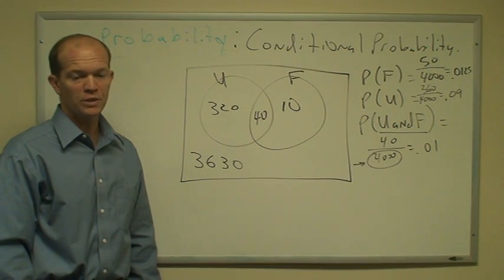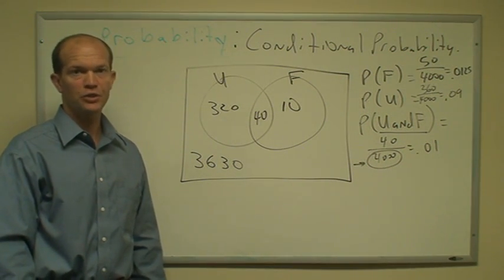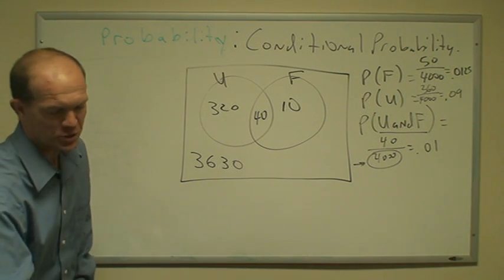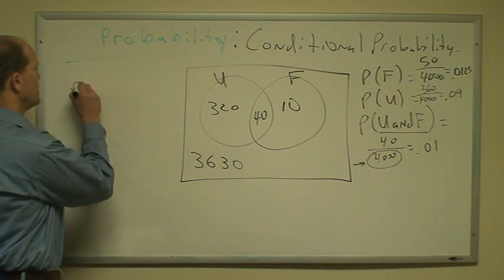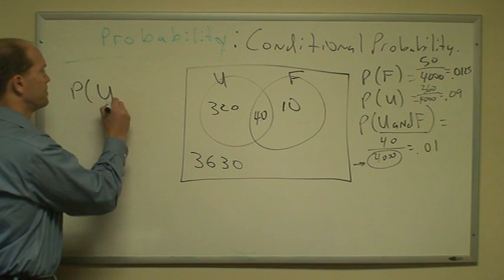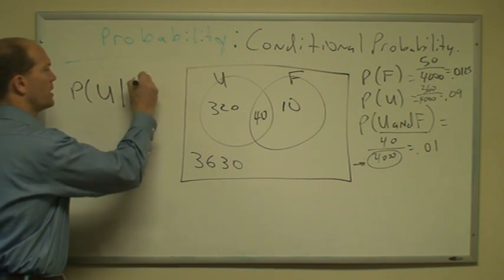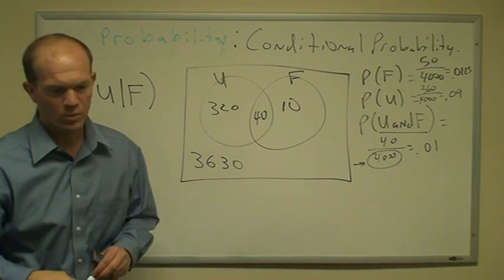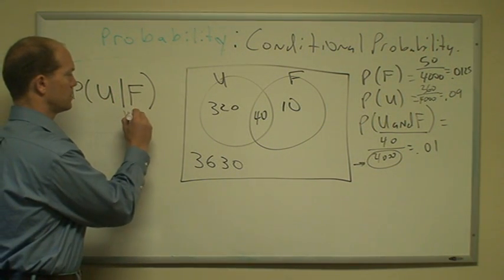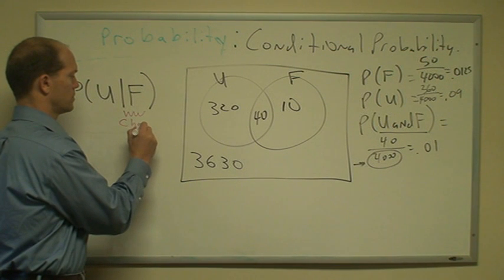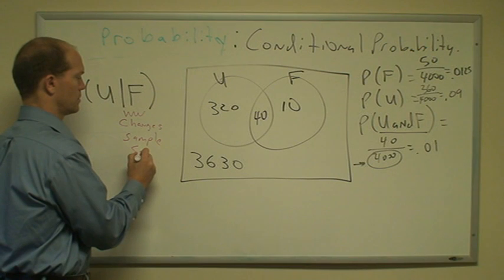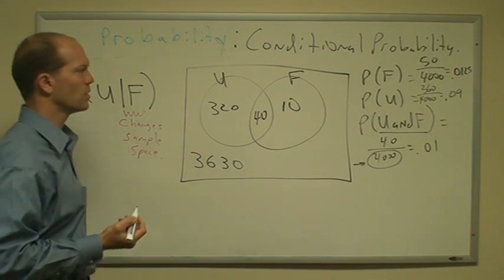Next, we're asked to determine the probability of being unemployed given that you're being foreclosed on. All right, that "given that" really represents a different question. We're going to write these probabilities this way. What's the probability of being unemployed given that you're being foreclosed upon? When we're asked a question of this sort, what we're really doing is fundamentally changing the sample space. We're changing what it is that we're examining.